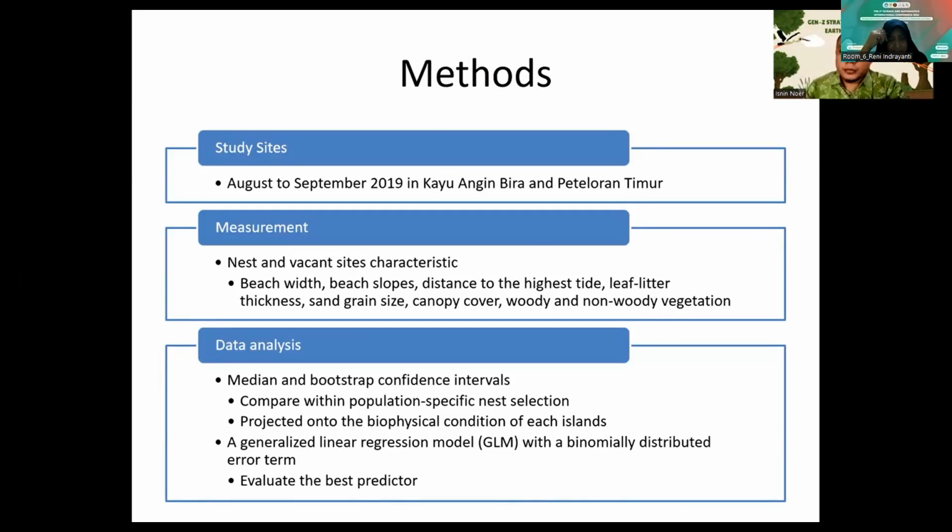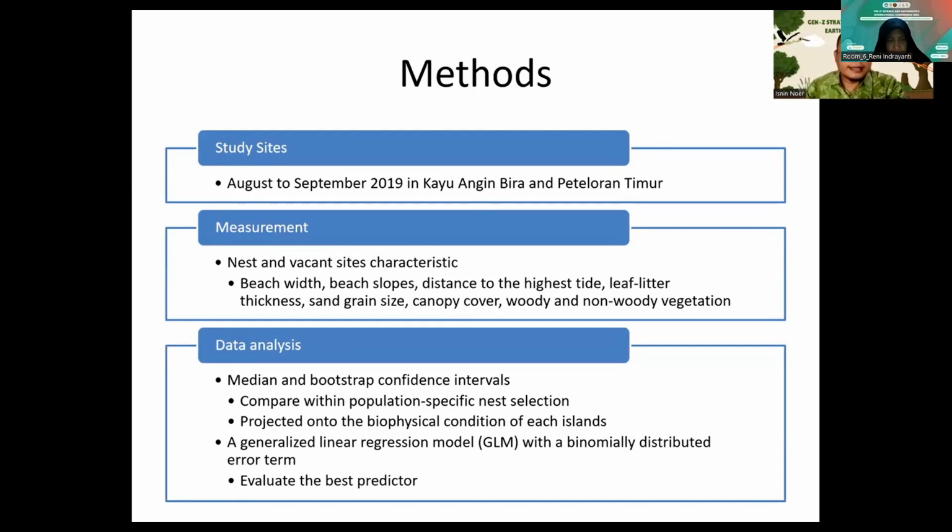We measured beach width, distance to the highest water line, leaf litter thickness, and canopy cover. We also employed a 100 square meter plot using the nest as the center to record the number of trees around the nest. We also used smaller plots, 25 square meters and 1 square meter respectively, to record the number of shrubs and ground cover around the nest.